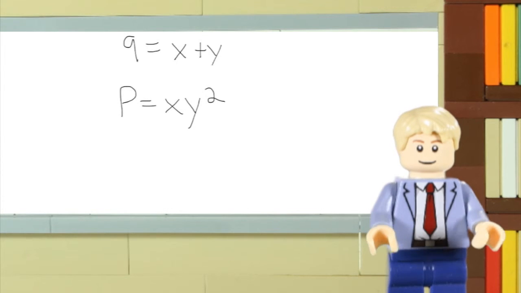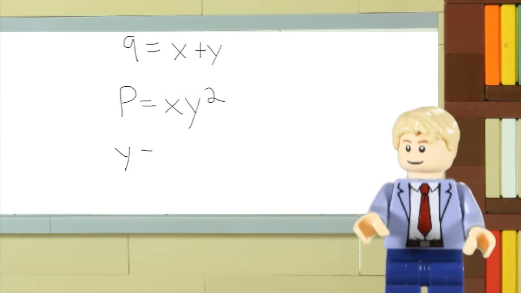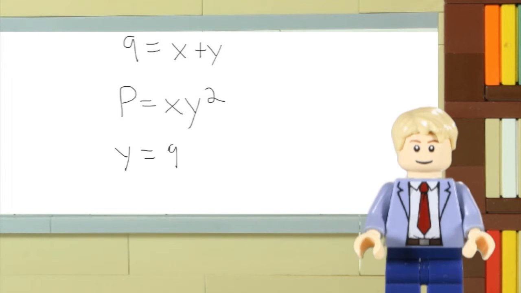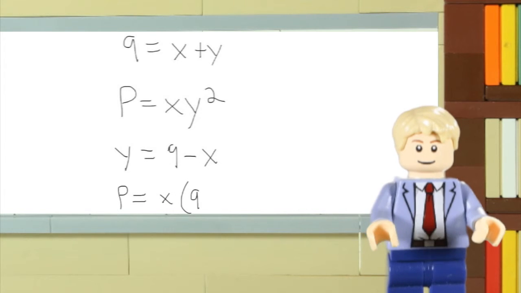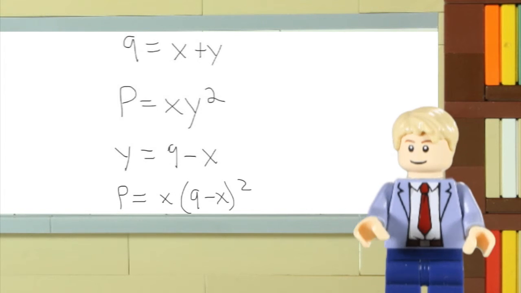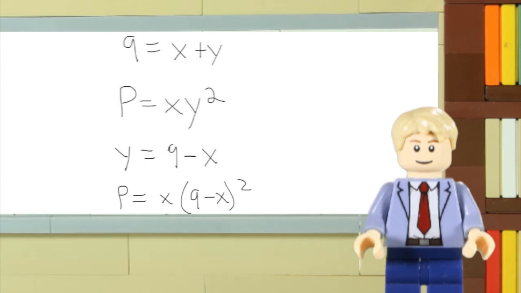We only want p to be a function of x. Let's get rid of the y with some algebra. We can rearrange to say that y equals 9 minus x, so then we can rewrite p as x times the quantity 9 minus x squared. As you can see, this function is cubic. We can simplify it like this.